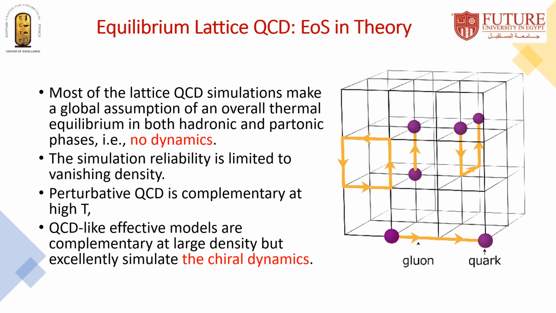We can do this when we use the so-called QCD-like effective model, for example, the Polyakov linear sigma model, which could be classified as complementary to lattice QCD at large density. It allows us to go to higher densities, even to cover the region where the CBM is going to work. The other important feature of this effective model is that the dynamics is included, especially the chiral dynamics, whereas in the perturbative lattice QCD there is no dynamics at all.